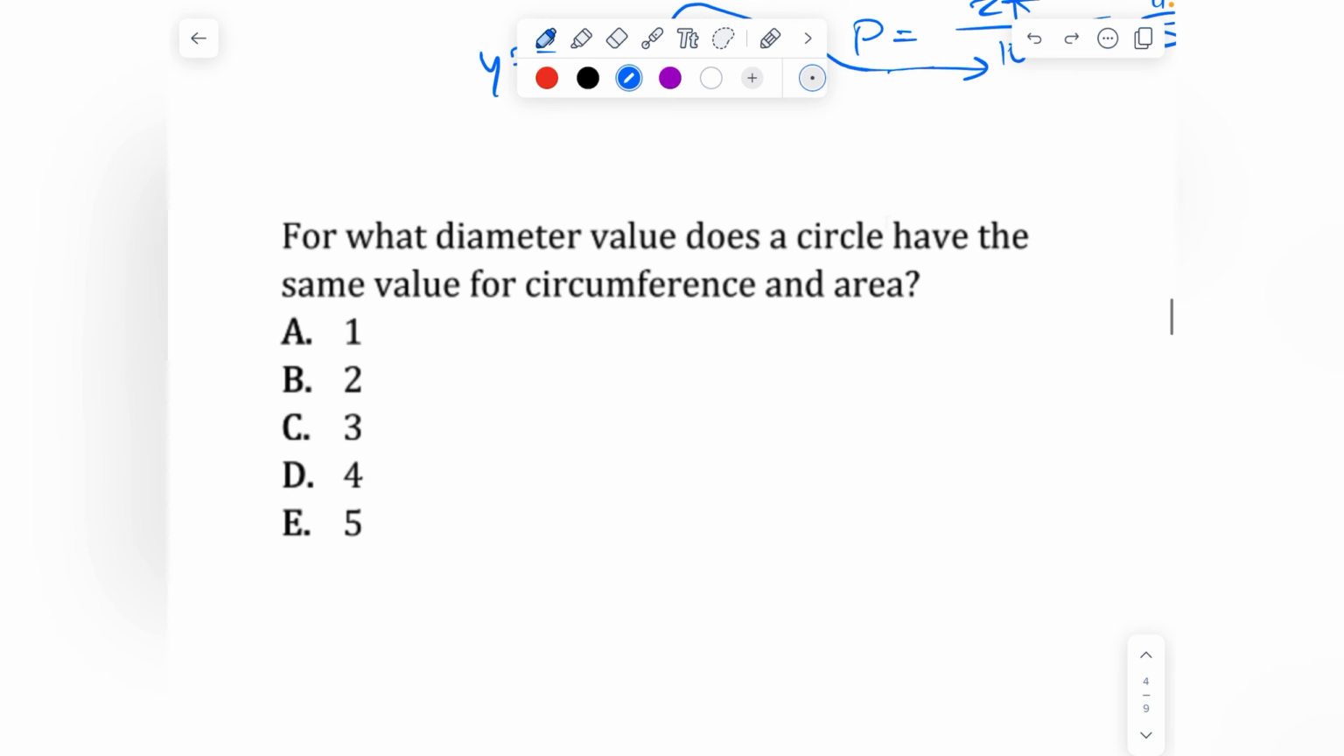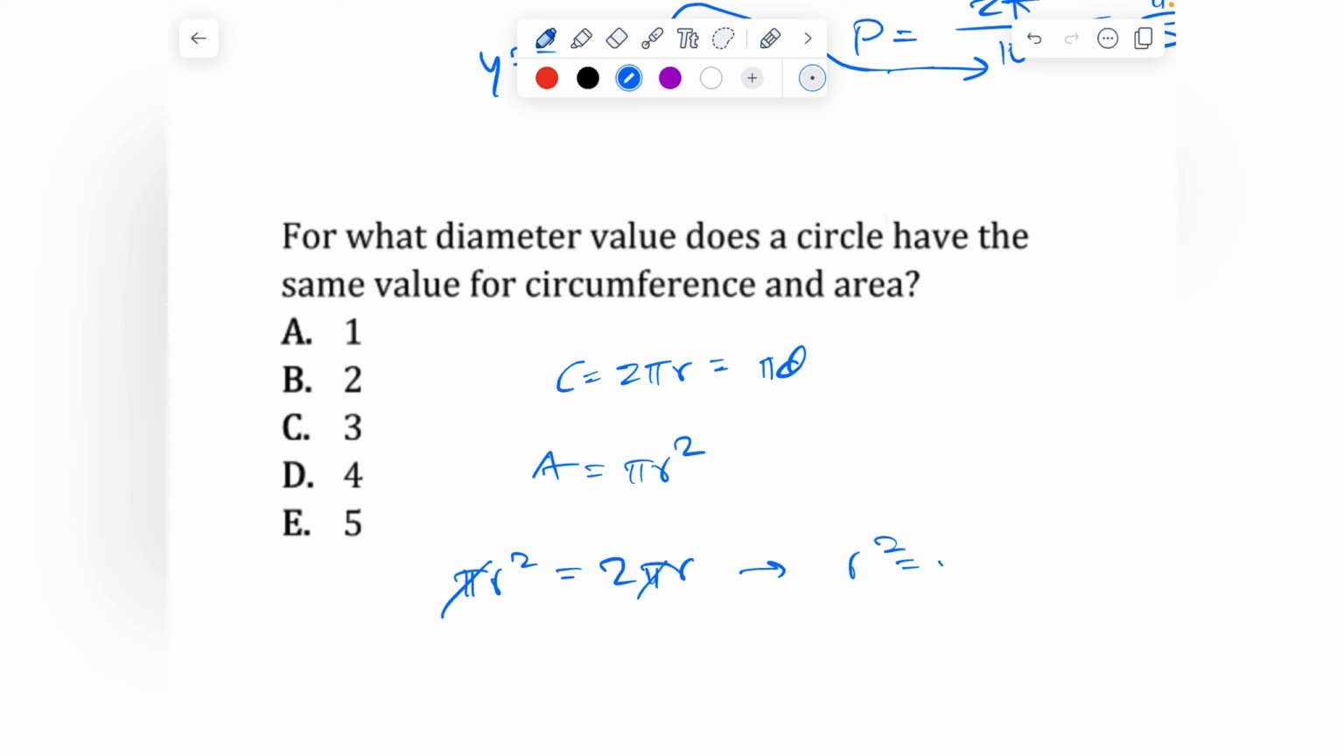For what diameter value does a circle have the same value for circumference and area? Okay, so circumference and area, what are those? Circumference is equal to 2 pi r, which is equal to pi times diameter. Area is equal to pi r squared, okay? So we're trying to make the circumference and the area equal. So pi r squared is equal to 2 pi r. If I divide both sides by pi, r squared is equal to 2r.